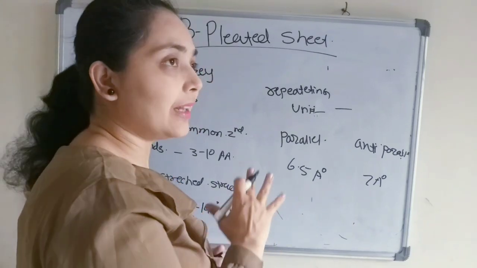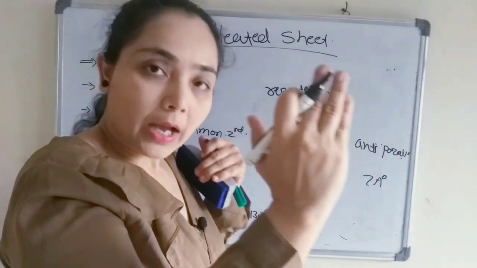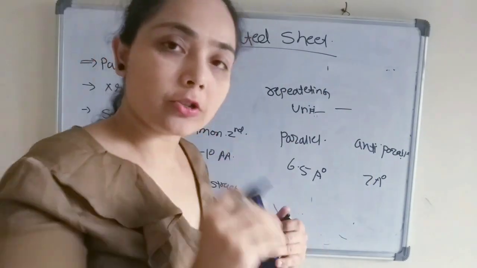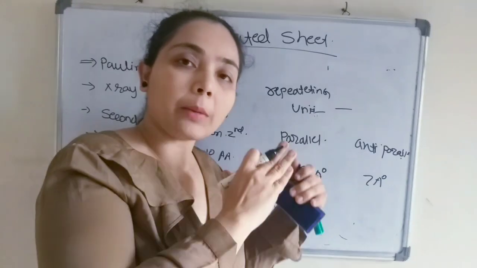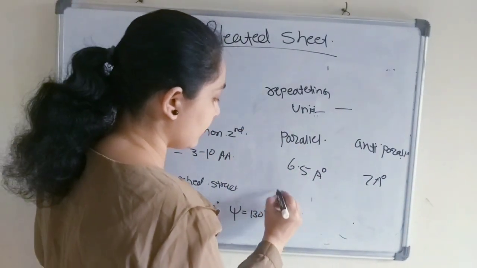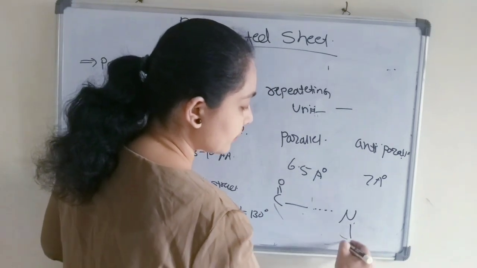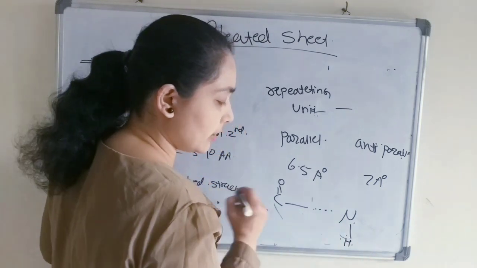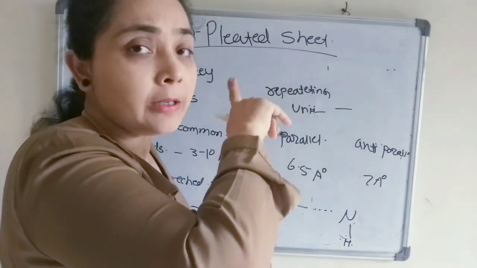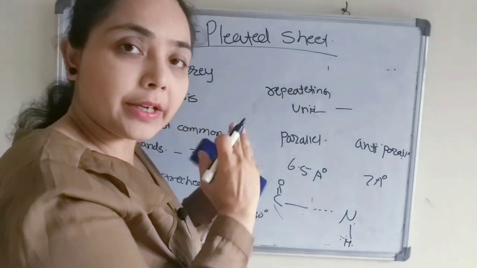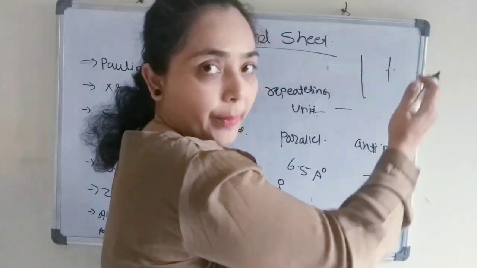Another difference: we just discussed that two strands are linked to each other by the hydrogen bond. The hydrogen bond, we know, is a dipole-dipole interaction. It is formed between the carbonyl oxygen and the amide hydrogen. So there is a linkage between the carbonyl oxygen and the amide hydrogens, like we discussed in the alpha helix. But here this hydrogen bond will be formed between the adjacent polypeptide chains.